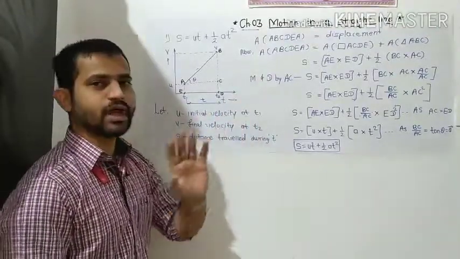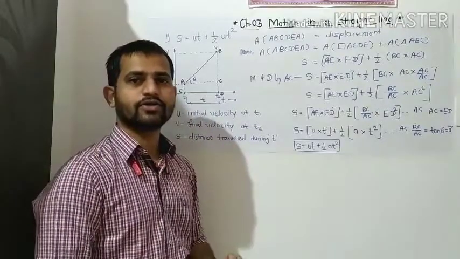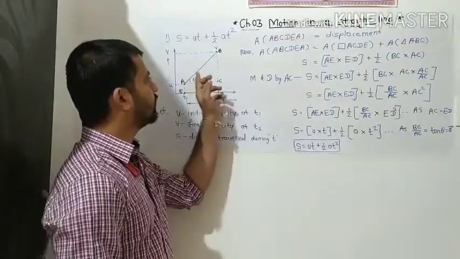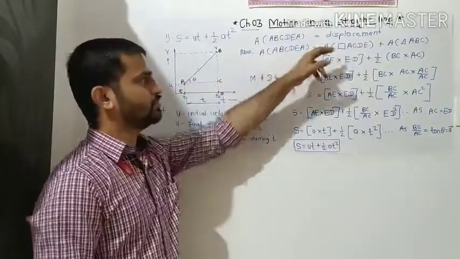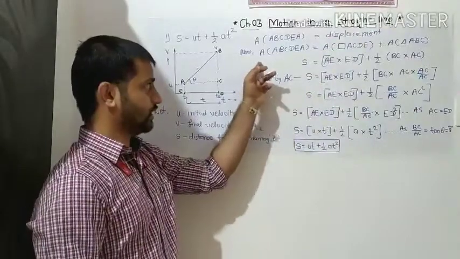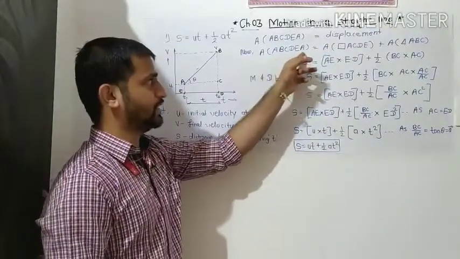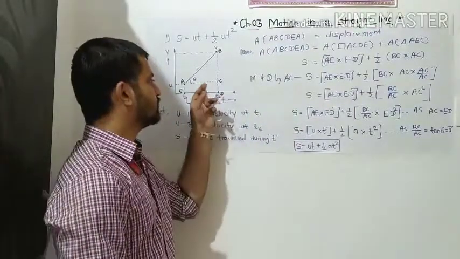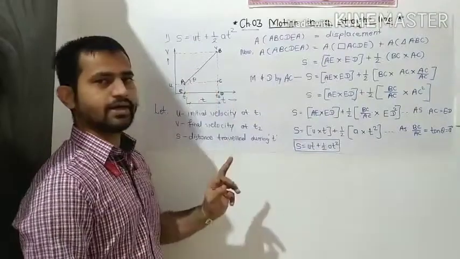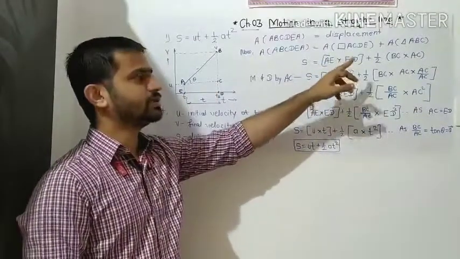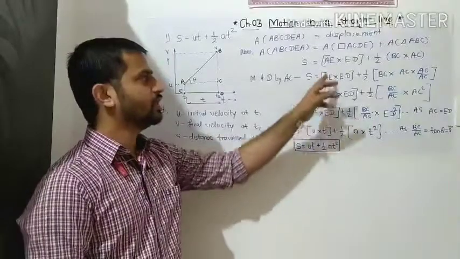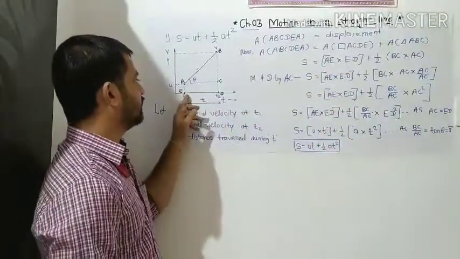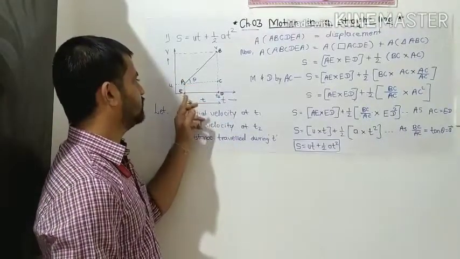So for that purpose, as per our knowledge, the area under the VT curve gives us the displacement. Accordingly we have to find out the area of A, B, C, D, E, A, which is equal to displacement. We have divided this profile into two parts. The first one is this rectangle and the second one is this triangle: rectangle ACDE plus area of triangle ABC. So what is the rectangle area? It is length into width. Accordingly length is ED and height is AE.